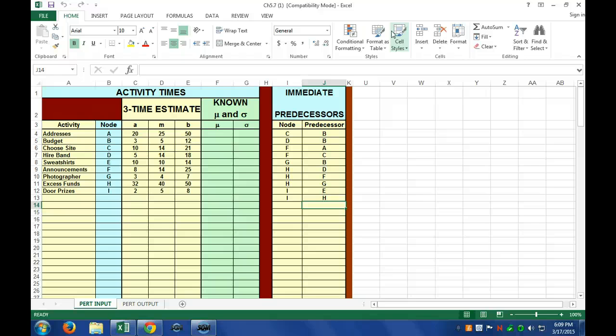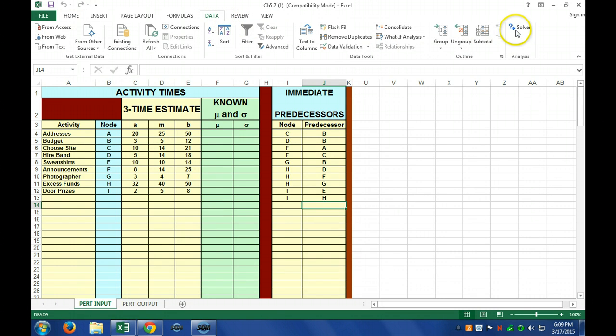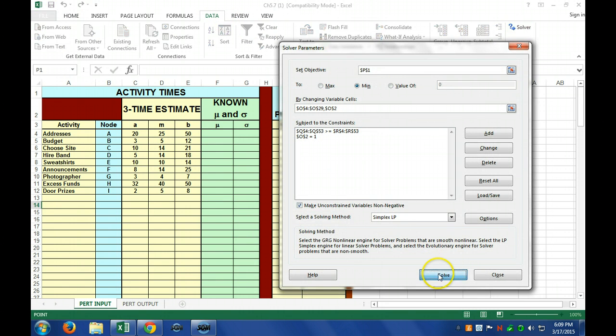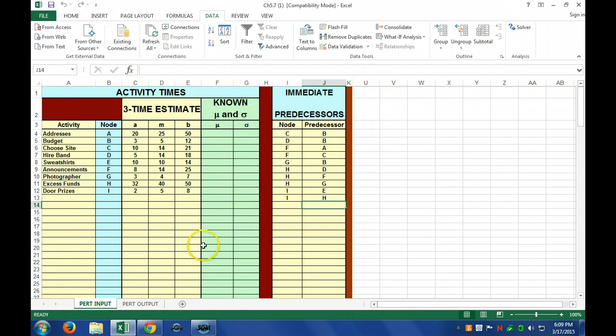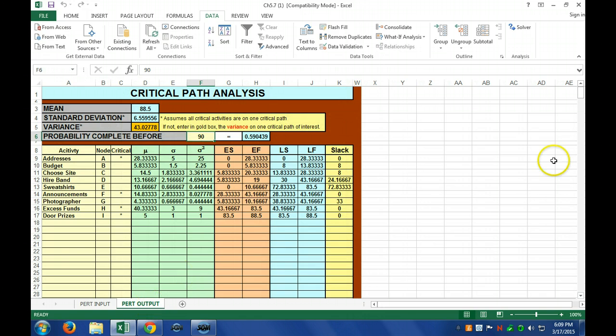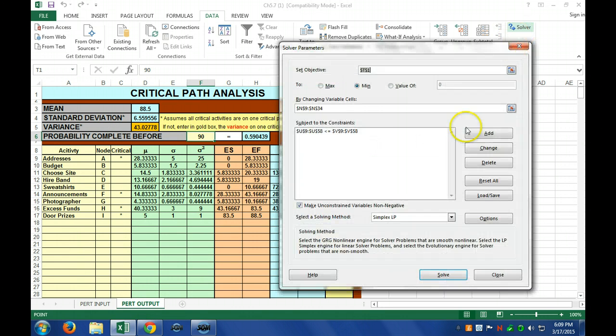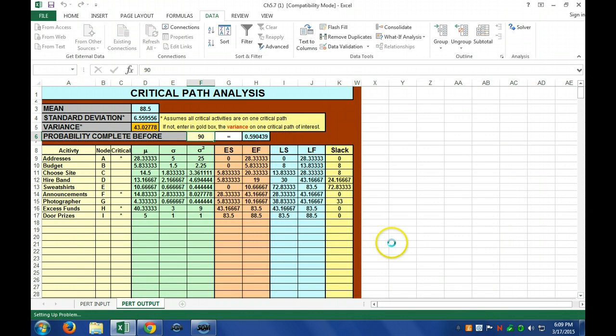Okay? So the way this template works, and like I said, this isn't the greatest tool in the world. There's software that's much better at this. But I'm using Solver, so I'm going to click Data, Solver, Solve, and it does some things over here. I keep the Solver solution. Nothing really changes. But I'm going to go to the Output tab, and I'm going to resolve and keep that. And here's what it tells me.